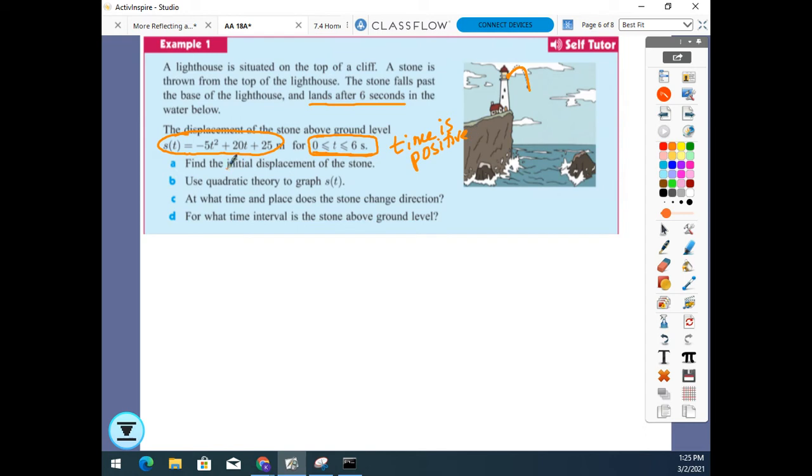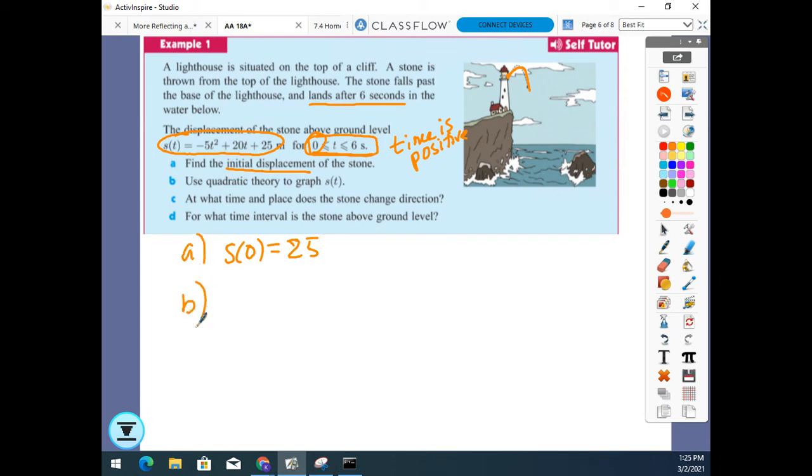So let's think about this. Initial displacement, the first value, it starts as 0. So I'm just going to find S of 0, plugging 0 in for t. S of 0 is 25.